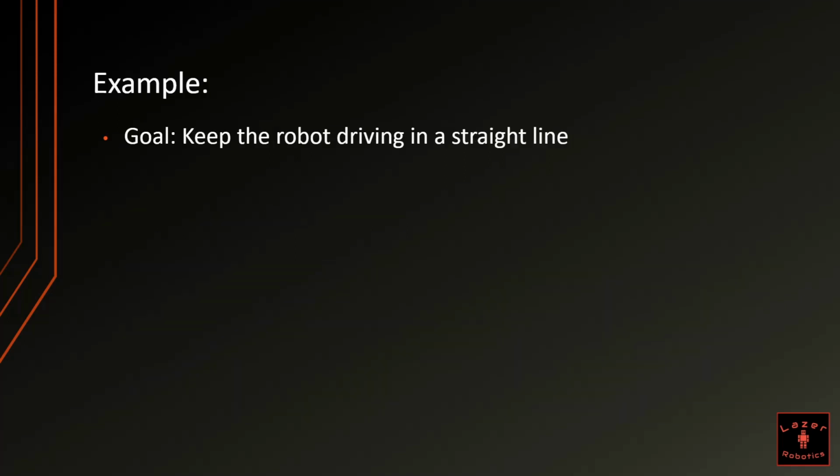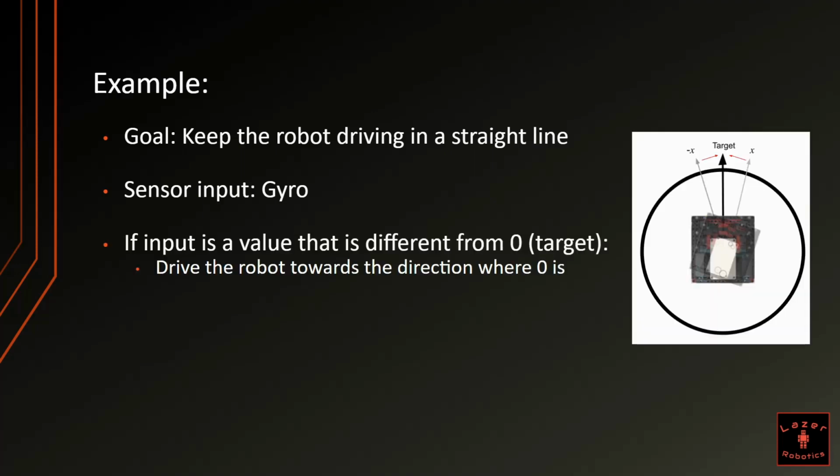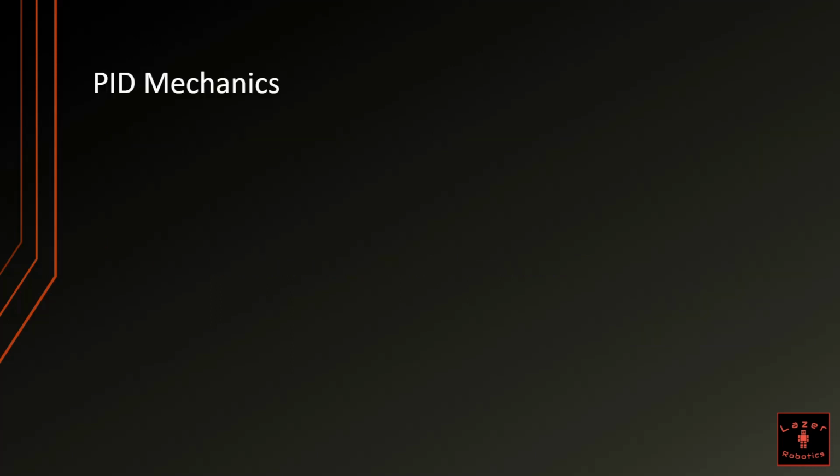position. For example, a PID used to keep the robot driving straight would take an input from the gyro sensor. As the robot is driving, the gyro will detect if the robot is off its current target value and correct that. Now that we've gone over the main uses of a PID, I'll go over the mechanics of how it works in a drive command. But the same logic can be applied to pretty much anything.